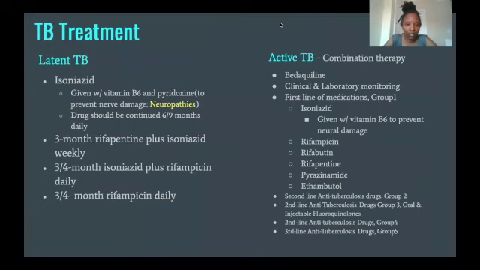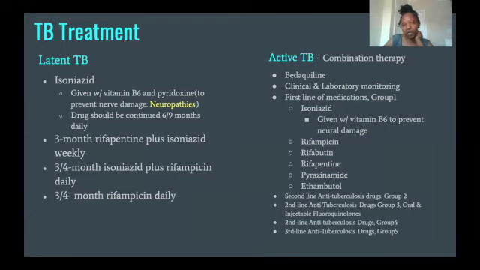Now, for latent TB, what is mostly prescribed is isoniazid, but it must be given with vitamin B6, because when it's given alone, it can damage the nerves, causing neuropathy. So that's why vitamin B6 is prescribed along with isoniazid.